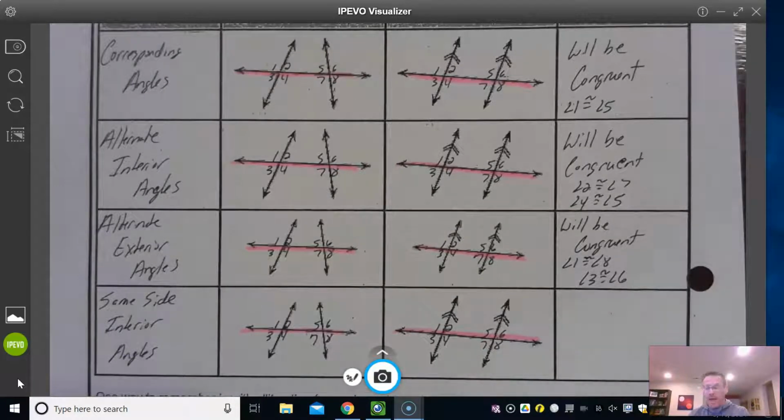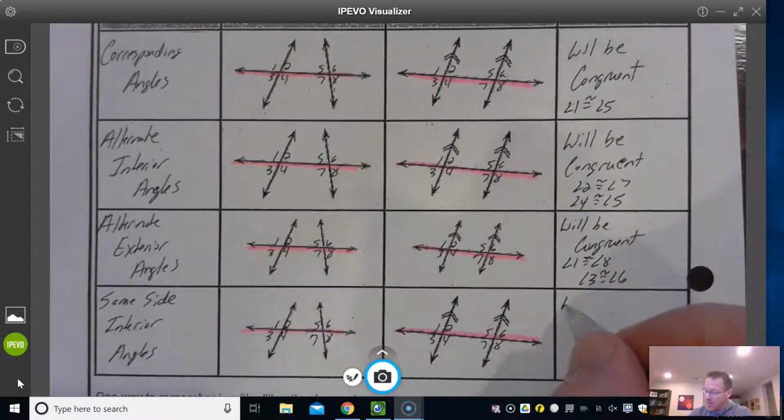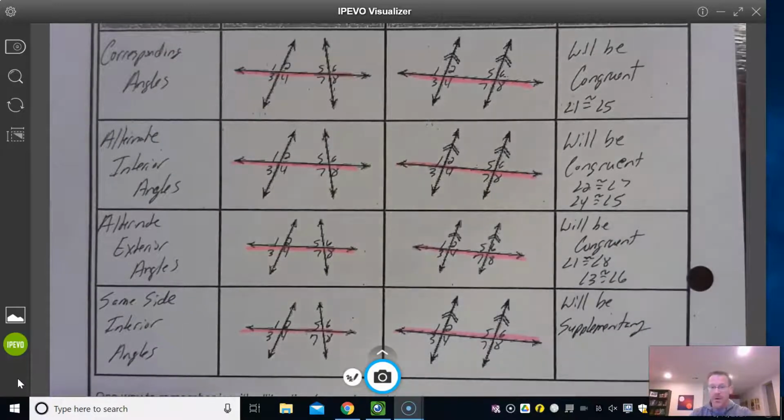Parallel lines, still 2 and 5 and 4 and 7. Now, what is going to happen here is that our same side interior angles will be supplementary. So that means the measure of angle 2 plus the measure of angle 5 would equal 180. The measure of angle 4 plus the measure of angle 7 would also be 180 degrees.